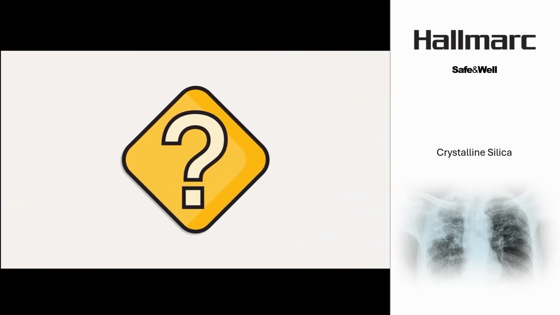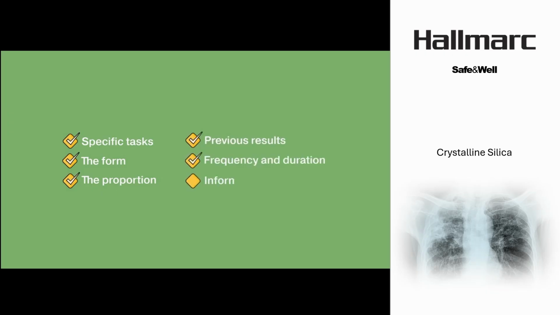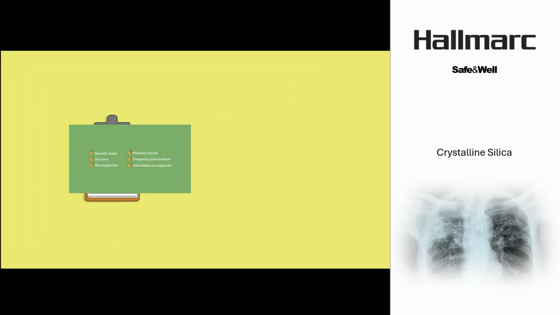If you're unsure, you must complete a risk assessment and consider the following: the specific tasks or processes, the form, the proportion of crystalline silica contained in the material, previous atmospheric monitoring results, frequency and duration, information about incidents, illnesses or diseases associated with exposure.